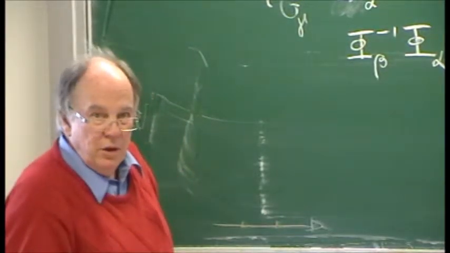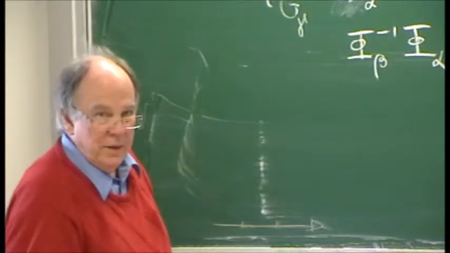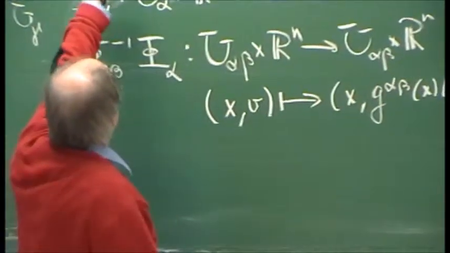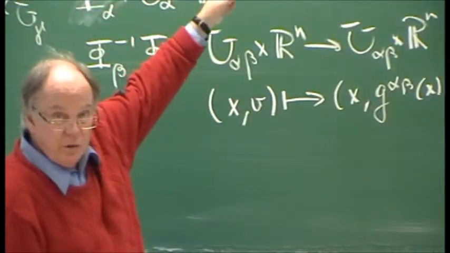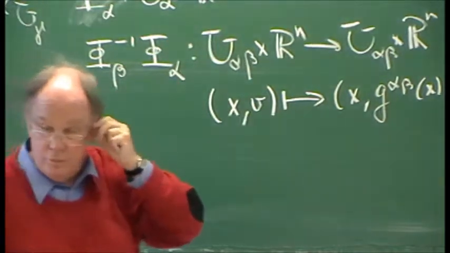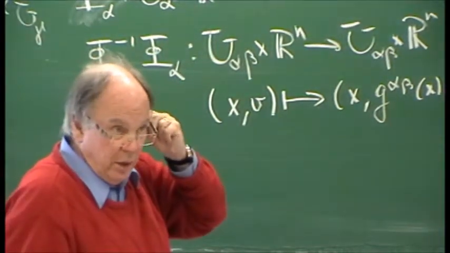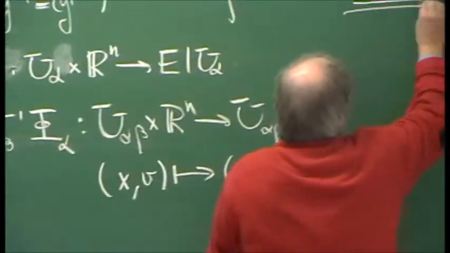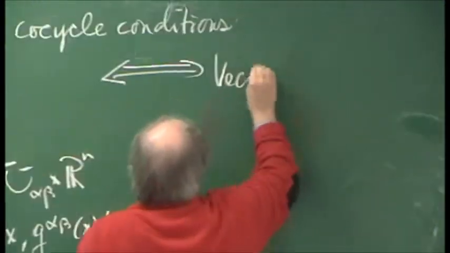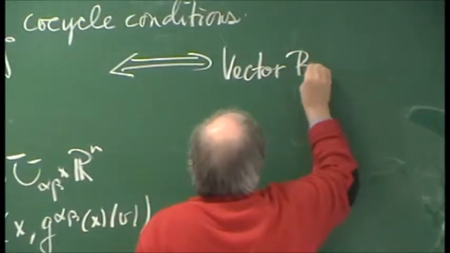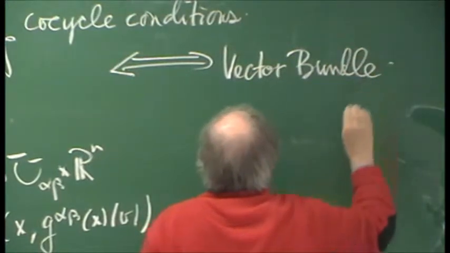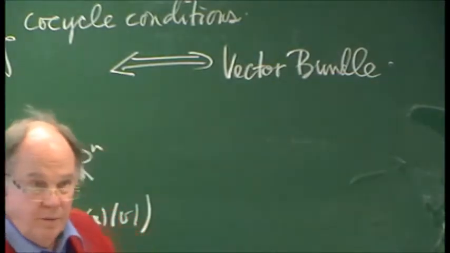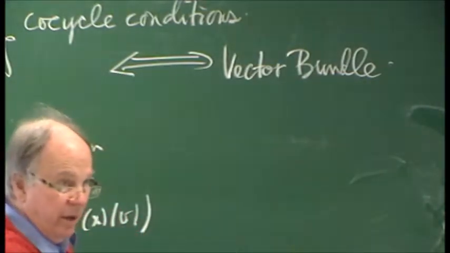No, because I searched in the literature and some people use it this way, some people use it the other way around. I usually use it this way, but maybe what you're saying is I need to change the cocycle condition around. Okay. So this is a cocycle condition, and this is exactly the same as a vector bundle. You give me cocycles, I build a vector bundle with these cocycles. That was the homework exercise. And you give me a vector bundle, I get the cocycles.